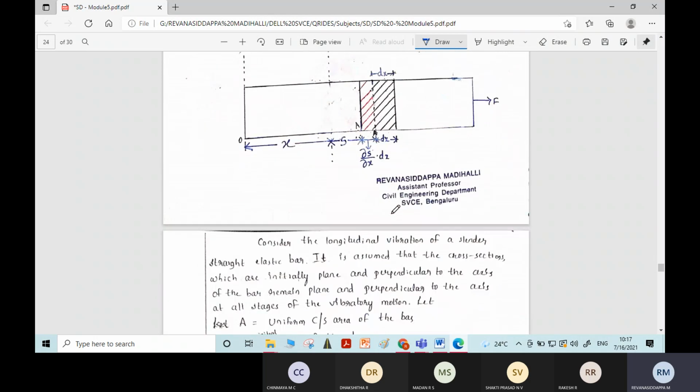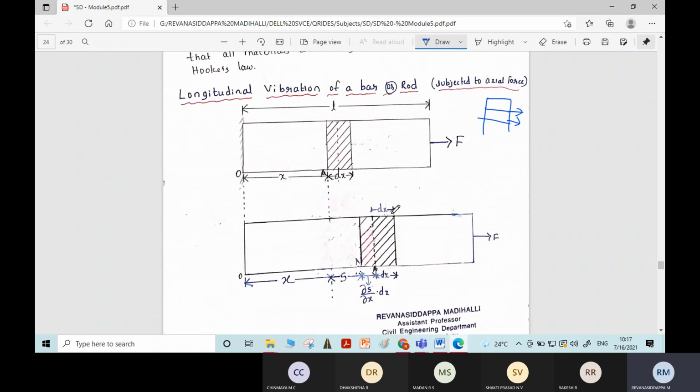Now we will derive the equation for free longitudinal forced vibration of a bar, which is assumed to have continuous distribution of the mass. Forced vibration means the bar is subjected to an axial force at the end. I have taken a bar of uniform cross section throughout the length, subjected to an external force F.